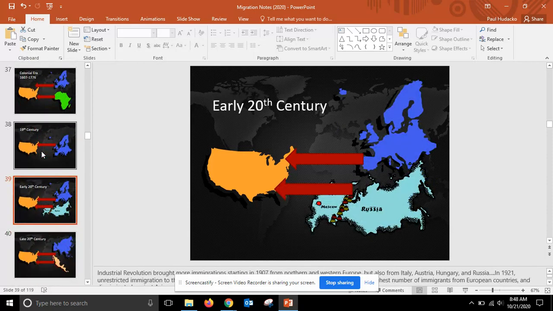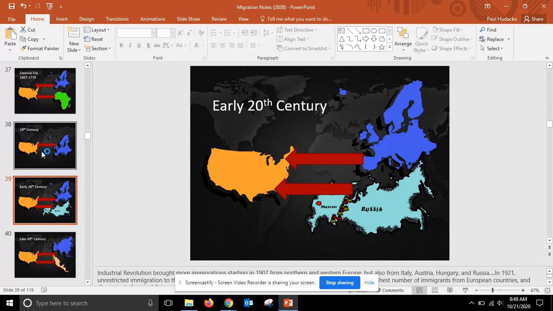And then we move into wave three. This is when we get into the 1900s, so the early 20th century. We're still going to continue to come from Europe, but now we're going to change because we've seen the Industrial Revolution. As the Industrial Revolution has occurred, we see more and more migrants starting to come from different parts.